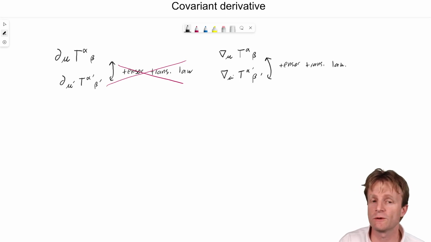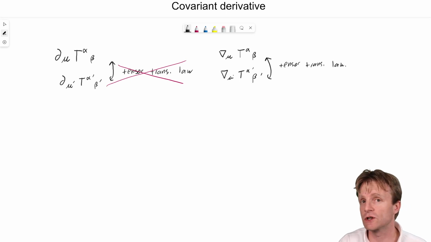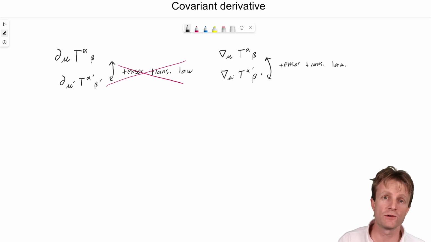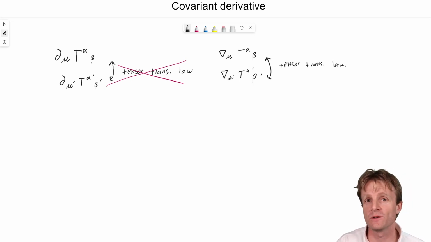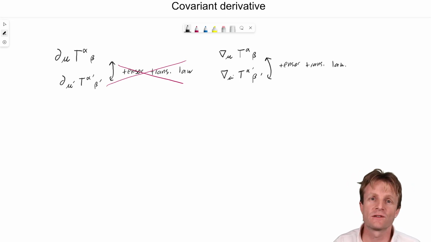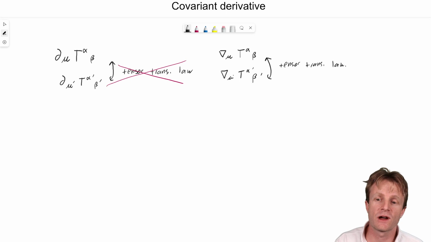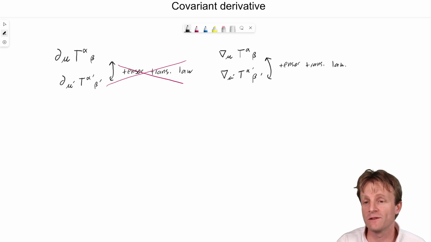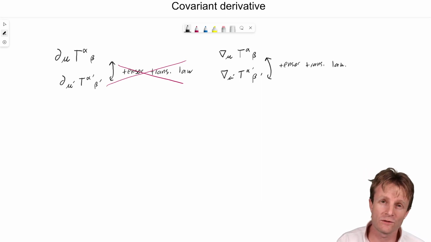Now, one thing you could do to make a derivative like this is just declare that I'm picking a fiducial coordinate system, where the formula is given by the partial derivatives, and in every other coordinate system, I'll just define the primed coordinate components by the tensor transformation law. You could do that, and you would get a derivative that obeys the tensor transformation law, but its definition would depend on a particular coordinate system.